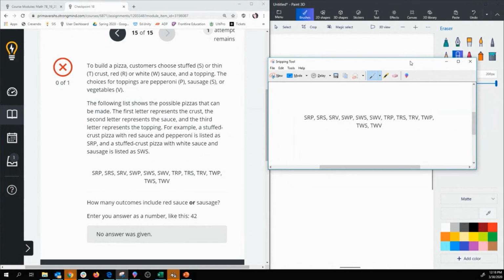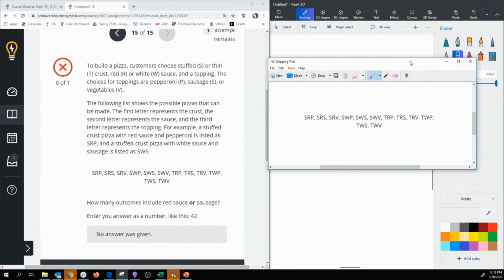It's okay, you're fine. Alrighty, so for this one, it's the same exact scenario as before, where the first S or T stands for thin crust or stuffed crust. The middle is either red sauce or white sauce, and then the very end is talking about pepperoni, sausage, or vegetables. Okay, so here this question wants to know how many outcomes include having red sauce or having sausage.